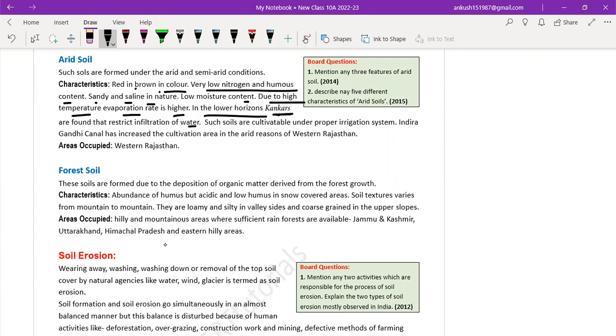Such soils are cultivable under a proper irrigation system. It needs a lot of water to be fertile. Indira Gandhi Canal has increased the cultivation area in the arid regions of western Rajasthan. Only that canal is the lifeline for that soil in western Rajasthan.